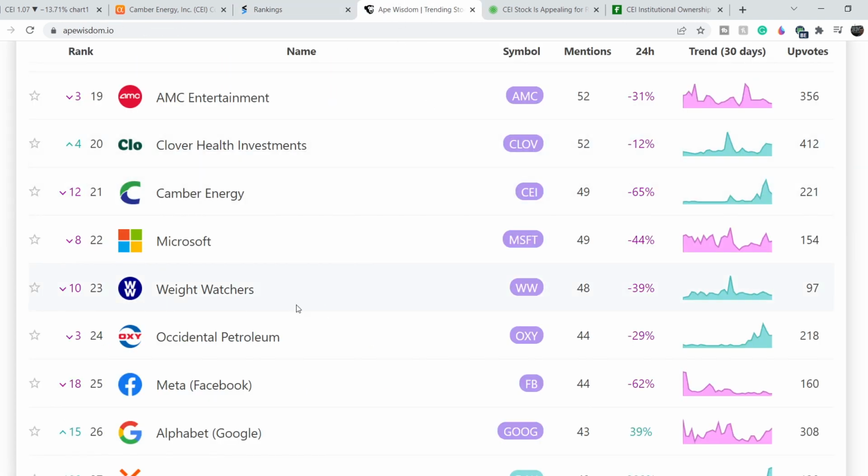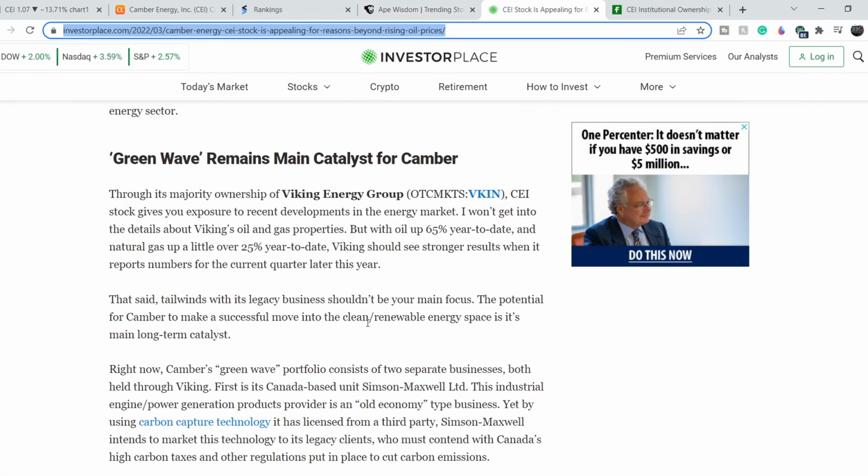And on apewisdom.io website, right here we have Camber Energy in 21st place, and it lost about 12 rows. Definitely it is losing its momentum, but I think we might see a next leg to the upside, and let me show you why I think so.